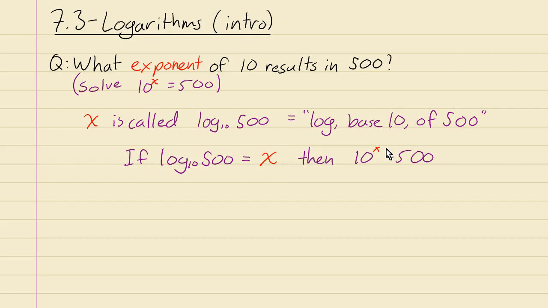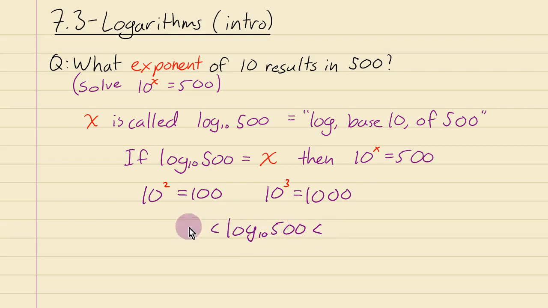So what if we want to find this? Well, thinking about what x could be, maybe 10 to the power 2. Well, we know that's 100. That's too small. That's not 500. And we know that 10 to the power 3 is 1,000, and that's too big. So that means that log base 10 of 500 is somewhere in between 2 and 3.